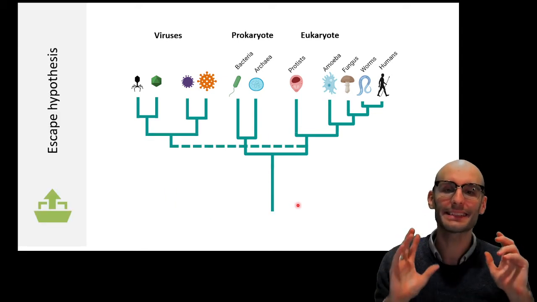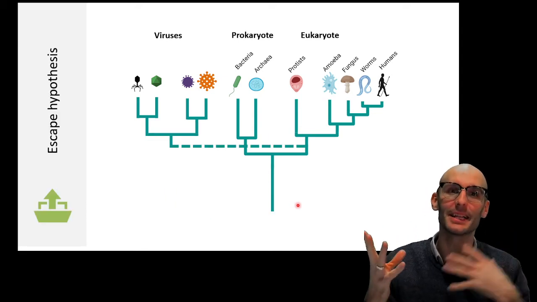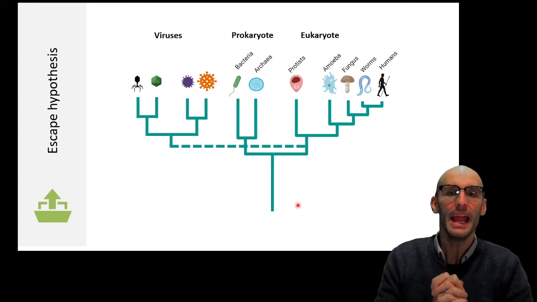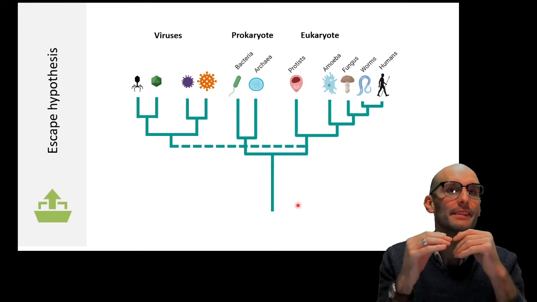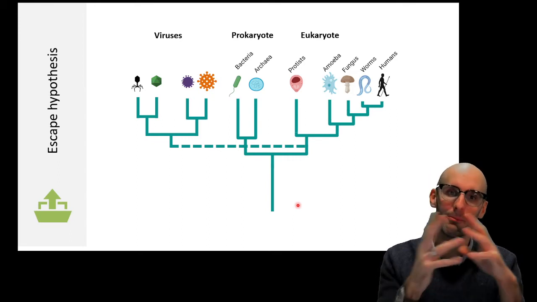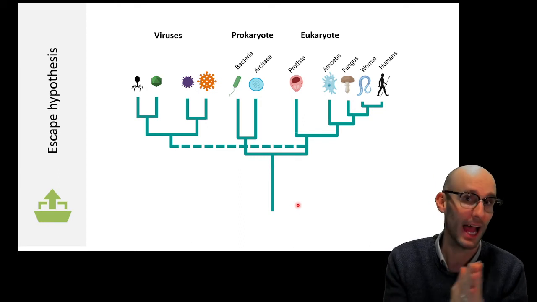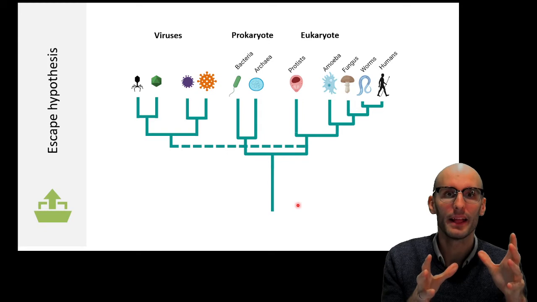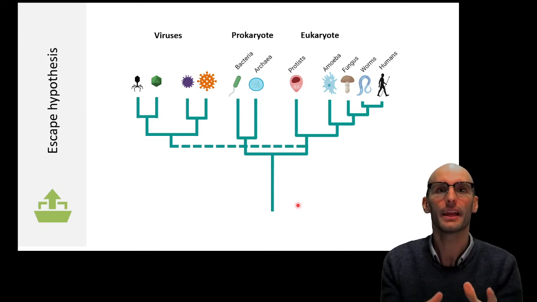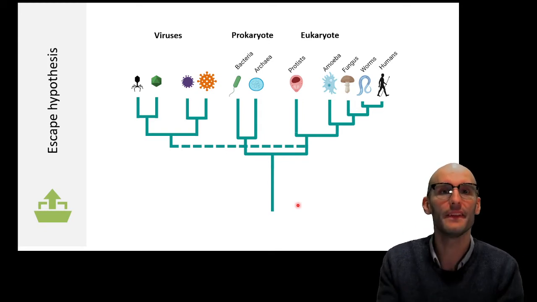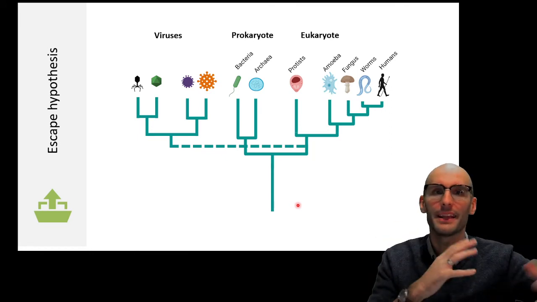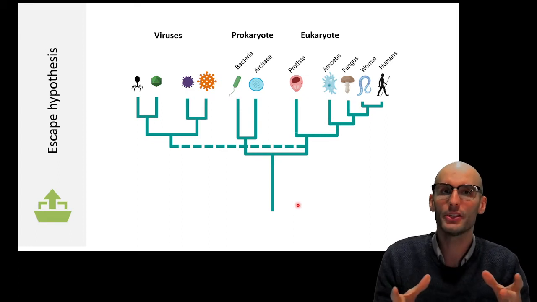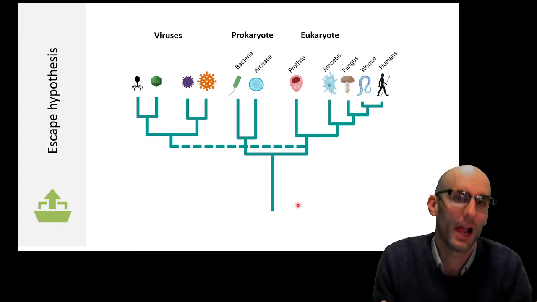Now, there's the escape hypothesis. Personally, this is my favorite. And if I was to put my money down, this is where I'm going. It's the idea that some biological process in a more complex life form, probably a eukaryote more than a prokaryote, accidentally created the first virus. And then the first virus replicated and mutated and evolved and gave rise to all the other viruses. So how could a eukaryote cell give rise to a virus?